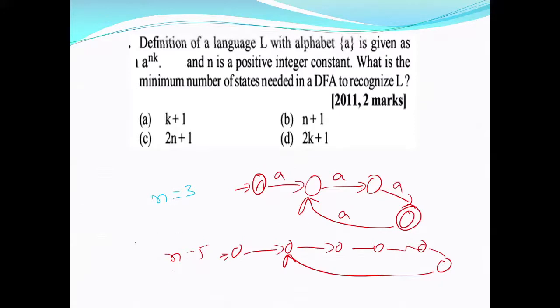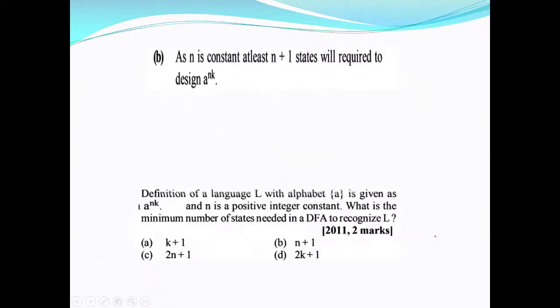If it is n, in general it is a number n, then you will require n plus 1 states. It is 3, 3 plus 1, 4. If it is n, n plus 1. Right? N is a constant, you require at least n plus 1 states. Less than this is not possible.